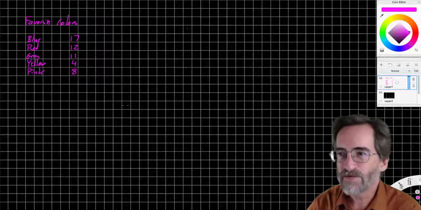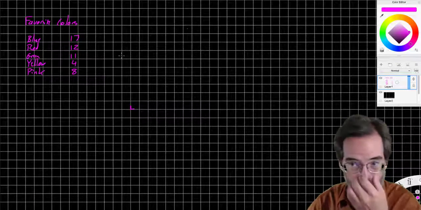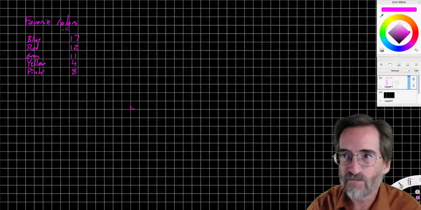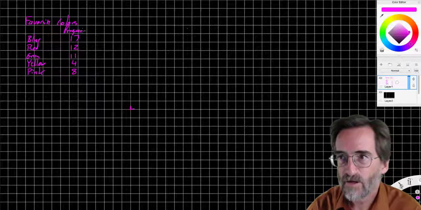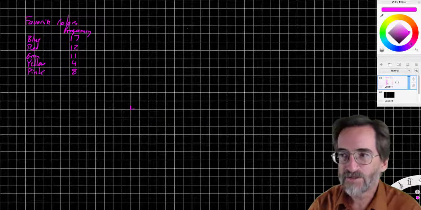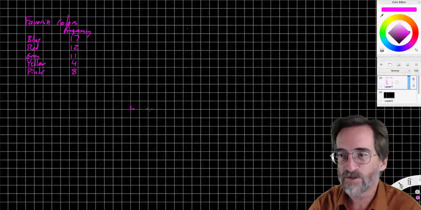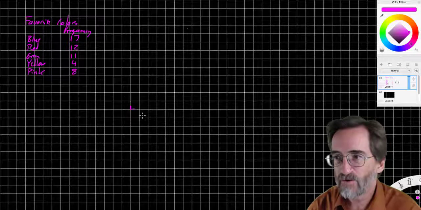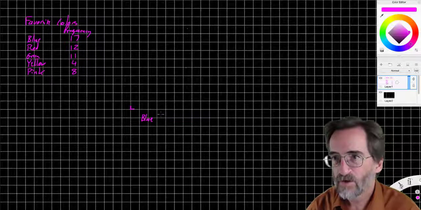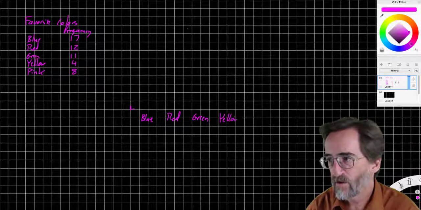In this case, we would set up a graph in which the height of the graph, the y-axis, would be the frequency. This is the frequency. That is how many times something was chosen. And the x-axis would not be numerical at all for a bar graph. It would be categorical. And so we would put along the bottom our colors: blue, red, green, yellow, pink.